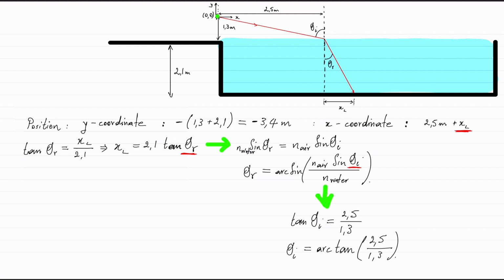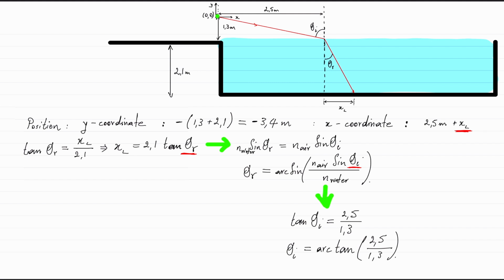Okay, that's one coordinate. We haven't fully specified the position where the light beam is going to hit the bottom of the pool. So now we need to determine the x-coordinate. It should be clear that the location along the x where the light beam hits the bottom of the pool is going to be this distance here, plus whatever this distance is. Well, we know what this distance here is. That is from the edge of the pool to where the light beam enters the water. That's 2.5 meters. So the x-coordinate is going to be 2.5 plus this unknown part. This unknown part can be determined.